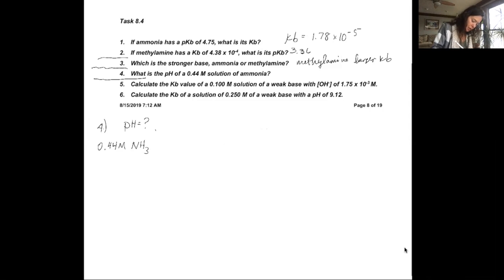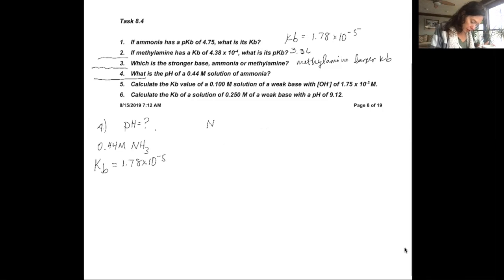Sorry, I've been doing this, you guys, literally all day. I've been sitting here talking to this computer. Kb equals 1.78 times 10 to the negative 5th. This is not good. I don't have anything around me either. Got to finish this. Okay.